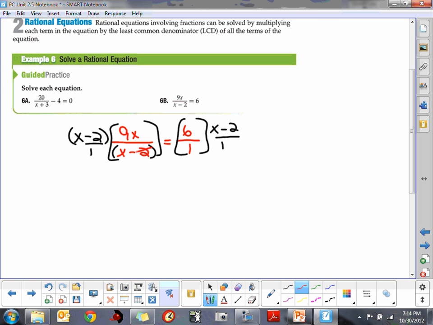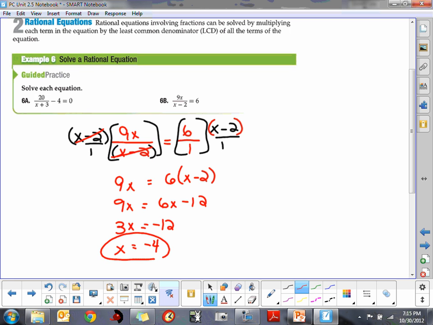So this x minus 2 factor will cancel out with that x minus 2 factor, and we're left with 9x equals, now we have 6 times the quantity. I didn't put it in parentheses, and I should have because that's the whole factor we need to multiply by. So it's x minus 2. So we have 9x equals 6x minus 12. Which means we have 3x equals negative 12, which means x would have to equal negative 4.